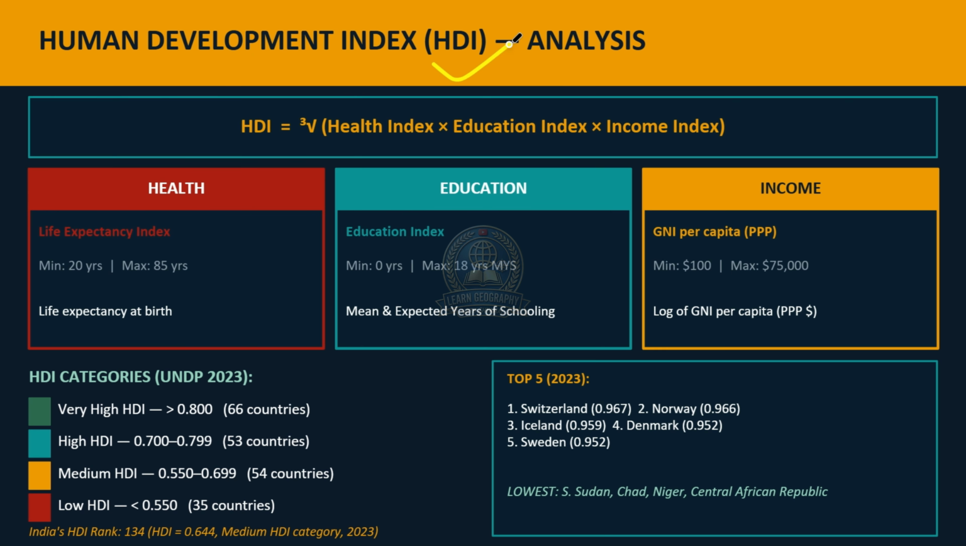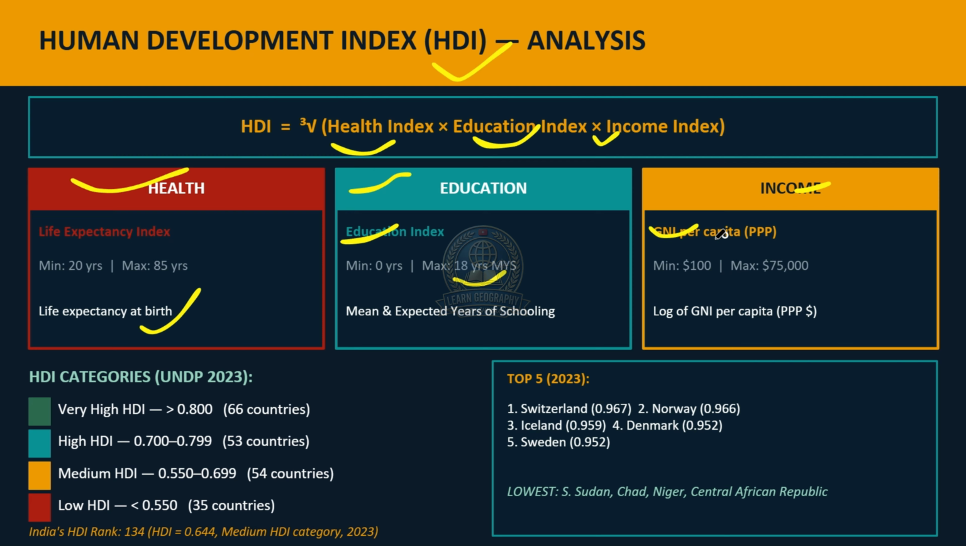Human Development Index, HDI. HDI means the cube root of Health Index multiplied by Education Index multiplied by Income Index. Health, education and income. Health, Life Expectancy Index, minimum 20 years, maximum 85 years, life expectancy at birth. Education Index, minimum 0 years, maximum 18 years. Mean and expected years of schooling.